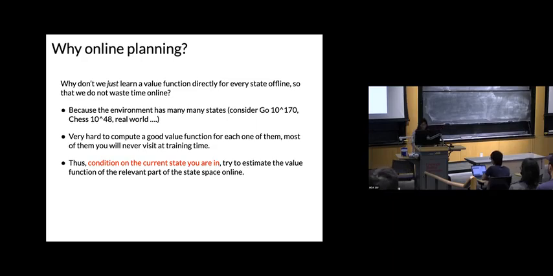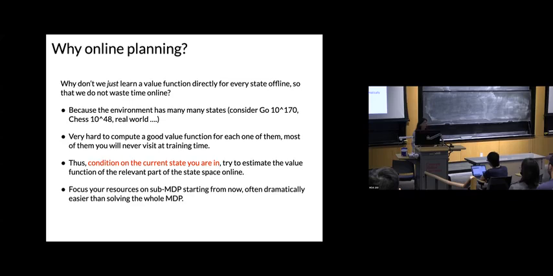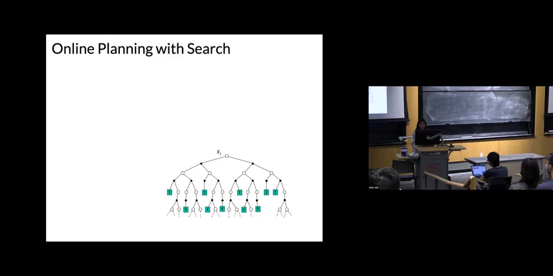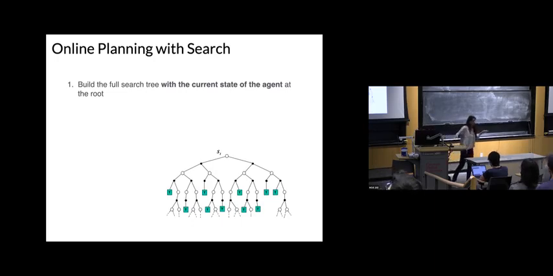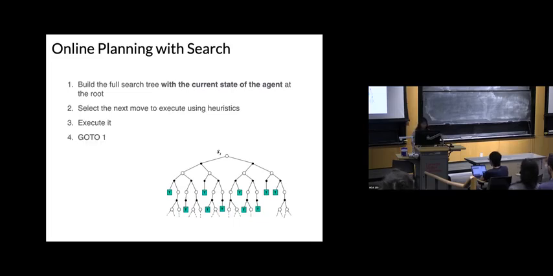So the idea of online planning is, let me not try to solve the whole problem. Let me just condition on the current state that I'm in and try to figure out the best action possible. And I'll focus all my resources in this sub-MDP, whose root, as you see, is the state where I am right now. So let's see how we're going to do it. We're going to build a full search tree rooted at the state I'm in. And you know what? That search tree must be much smaller than if I consider all possible initial states and all possible board configurations. And I will select the next move to execute, and then I'll execute it, and I will go ahead and do the same thing.